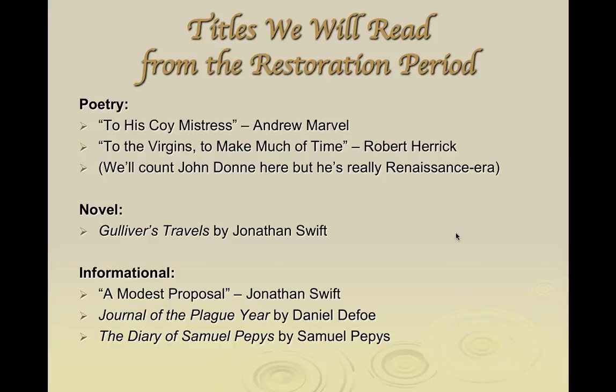And here are the titles that we will read during this unit. We'll read To His Coy Mistress by Andrew Marvell, To the Virgins to Make Much of Time by Robert Herrick, and we'll count John Donne here, but he's really Renaissance era, as I've said, but he was such a major influence in the Cavalier poets, Marvell and Herrick in particular, that it's important to note. We'll read Gulliver's Travels, as I said, and we'll also read informational texts in this unit and do a nonfiction writing project.